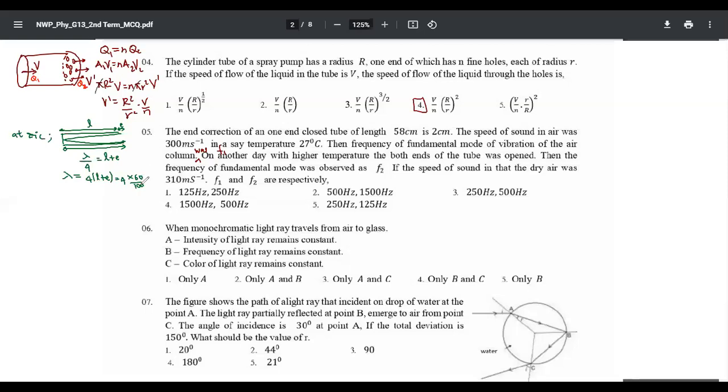Hope you can understand what I've done. I've converted to meters. Final answer is 2.4 meters. That is what lambda is. L is 58, E is 2. 2.4 meters. And for that instance, I think we can apply V equal F lambda. V is 300, F is F1 into lambda is 2.4. F1 is equal to 300 divided by 2.4.